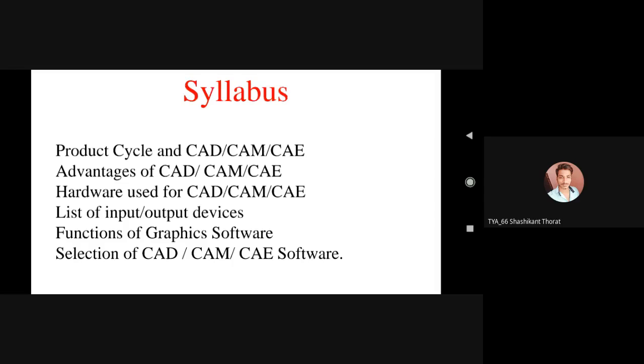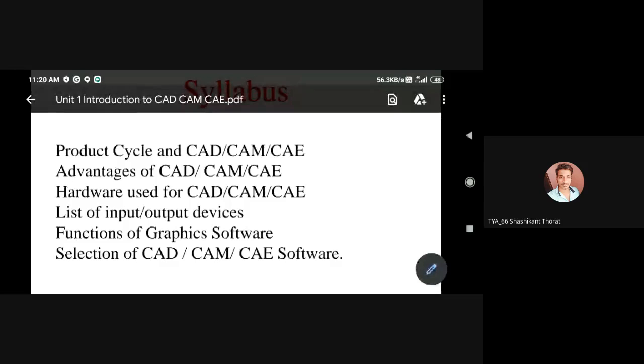Now the advantages of CAD CAM, and the hardware used for CAD CAM. Hardwares, different softwares, we will take examples. List of input output devices, which is also a requirement for the softwares. Functions of graphic software, selection of CAD CAM software. This is the syllabus.